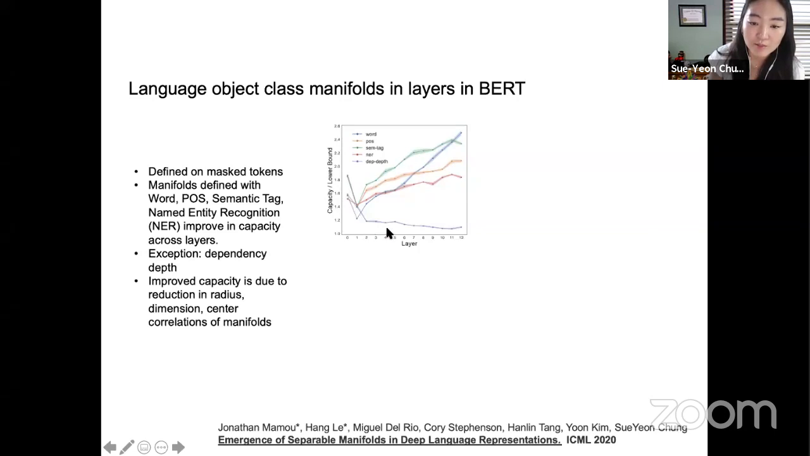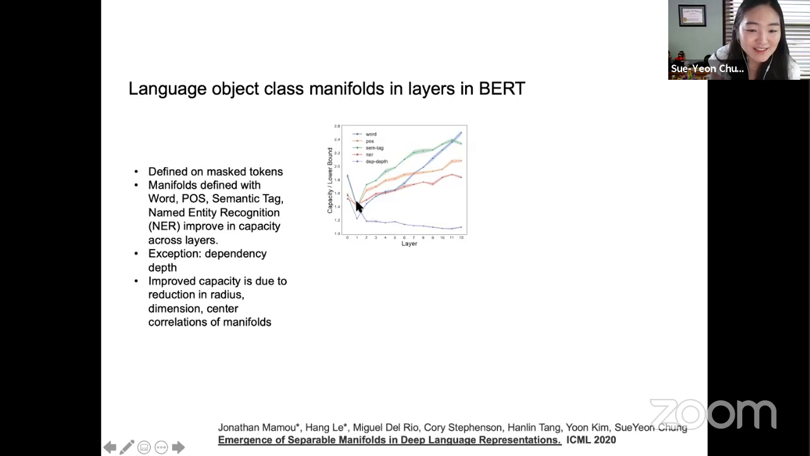hierarchy, there's an emergence of a lot of interesting linguistic object manifolds observed by the capacity. What's interesting is that there is one linguistic tag that doesn't seem to emerge, which is dependency depth, and this is very specific to syntax.